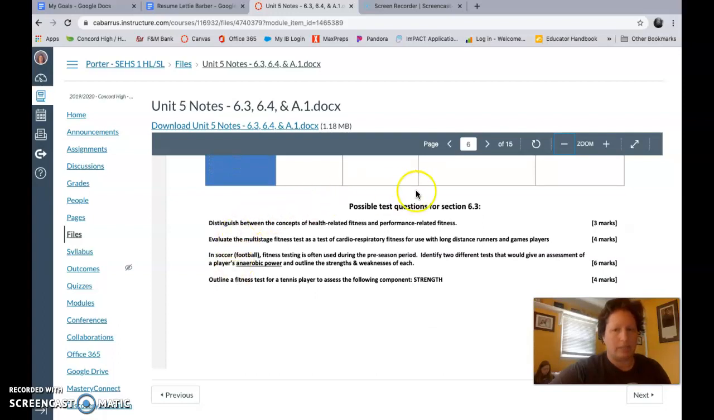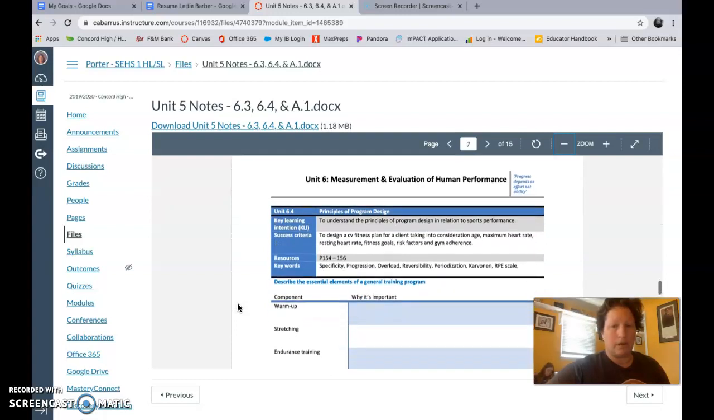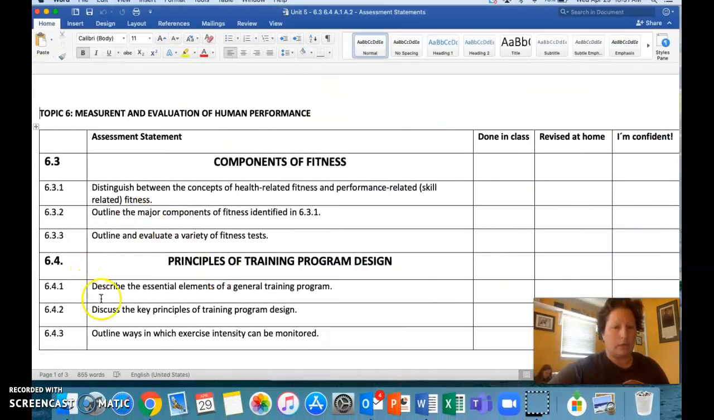At the bottom of this section, I've put possible questions you might see on the IB exam. These have been past paper questions within this unit, so I think it's very important that you start preparing yourself now for next spring.